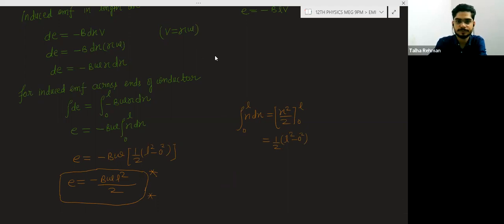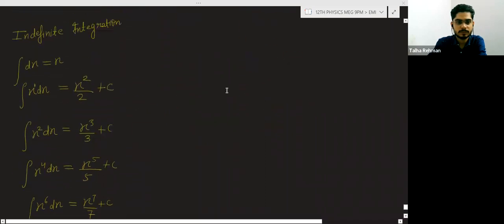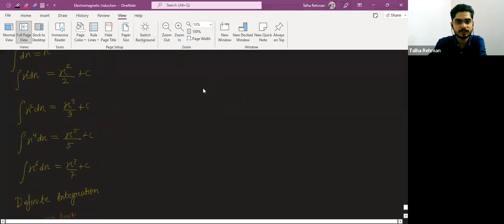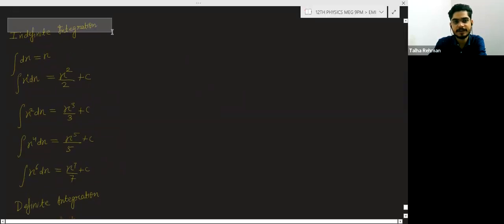Okay, good. So if you want to write down this also, then you can write. So this is the integration, indefinite integration. How to integrate a function.